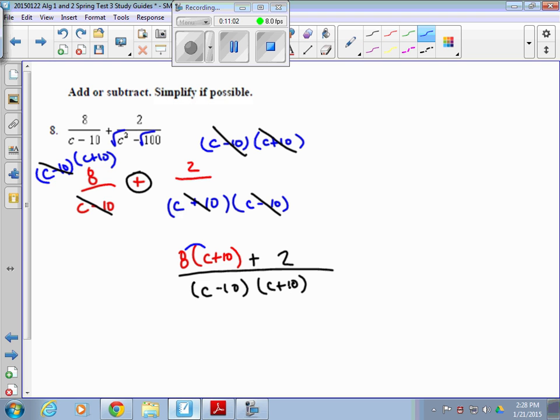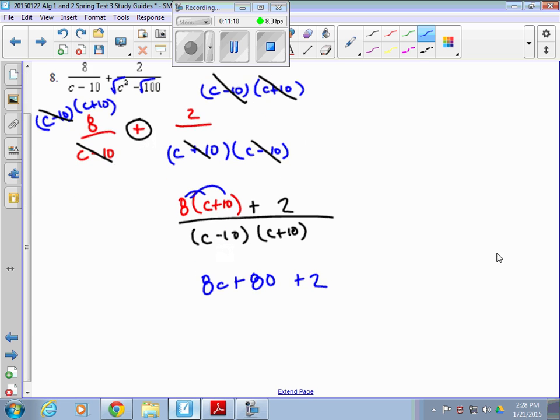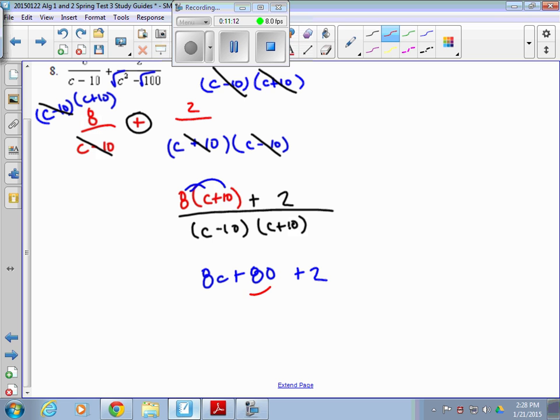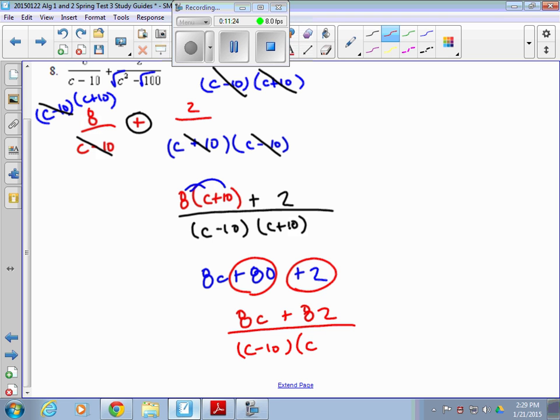Simplify this by distributing 8 times c is 8c. 8 times 10 is plus 80. And then you have plus 2. So when you simplify that, just combine your like terms, 80 and 2, and you get 8c plus 82 over the denominator c minus 10 times c plus 10.